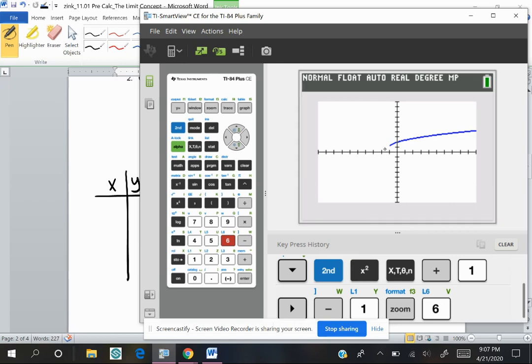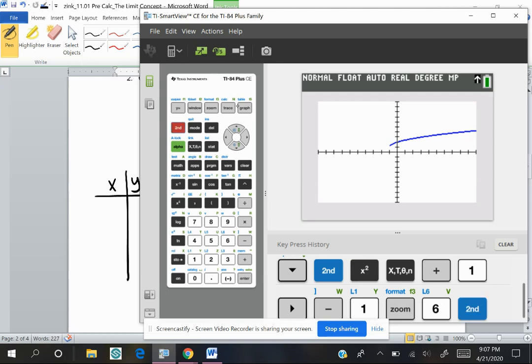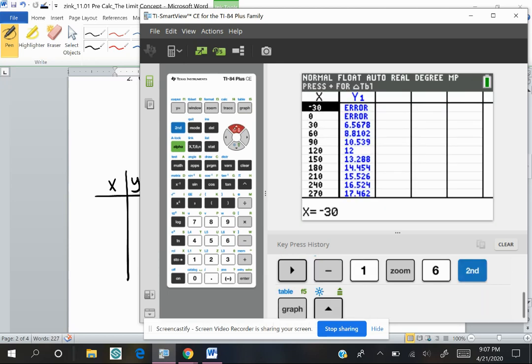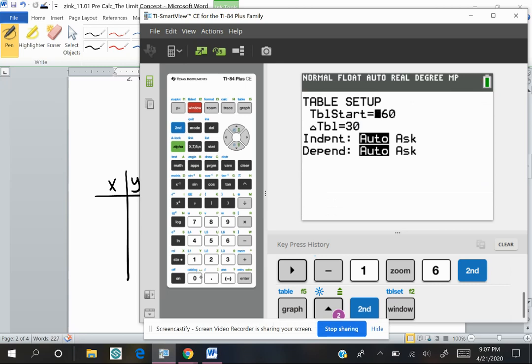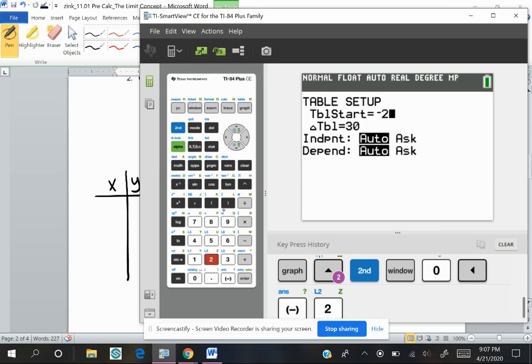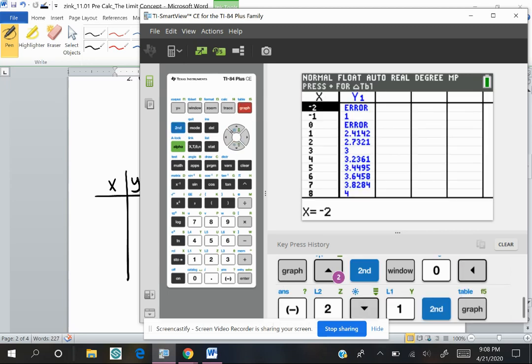Okay, and then we can see right from our table here, it looks like we're starting right at -1, but let's confirm that. And I need to change my table set here. So let's start our table at 0. Actually, let's start our table at -2, and let's go up by 1s. If you start at 0, that's fine. You're just going to have to scroll.